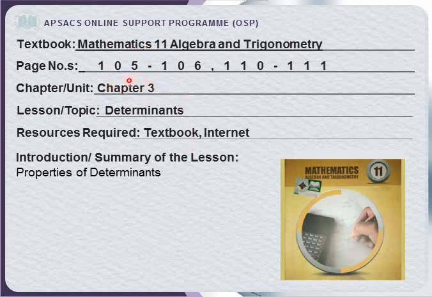This is the new presentation, so I hope that you will find the new picture. Now you can see the desired textbook. The textbook name is there, page numbers are there, chapter name is there, topic is there. And resources we are using are the internet and textbook. Today you will again learn the properties of determinant.